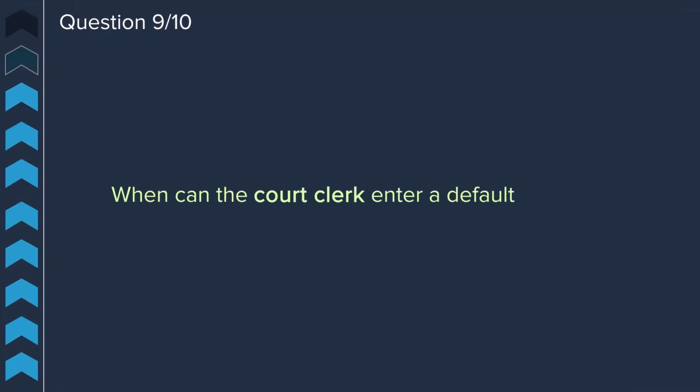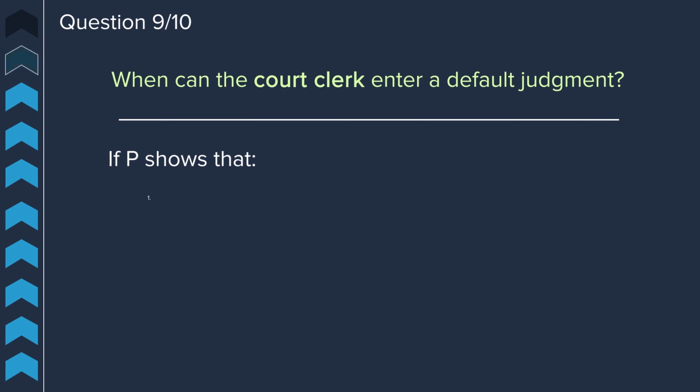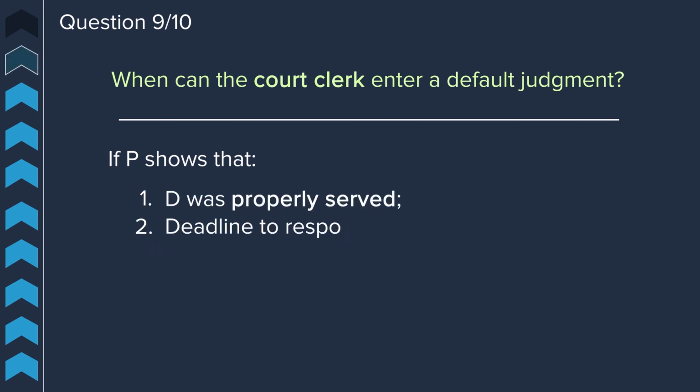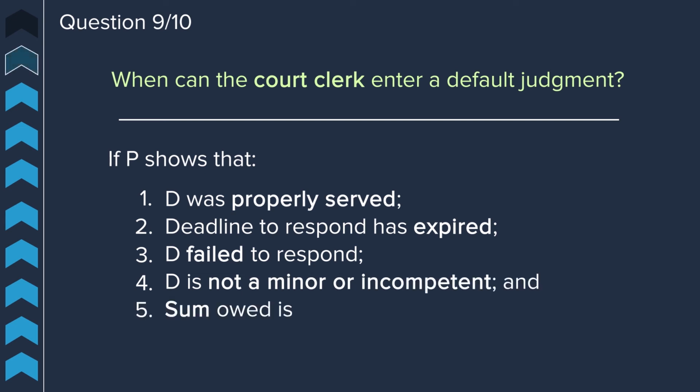Question 9. When can the court clerk enter a default judgment? The court clerk can enter a default judgment if the plaintiff shows 5 things: that the defendant was properly served, that the deadline to respond has expired, the defendant failed to respond, the defendant is not a minor or incompetent, and 5, that the sum owed is certain, and this is shown by affidavit.